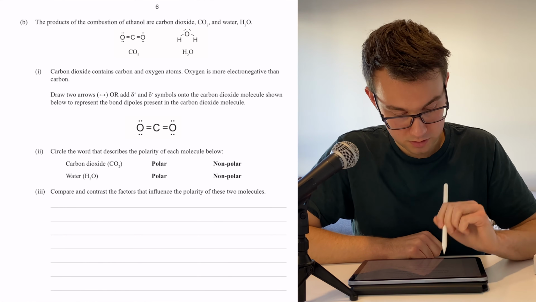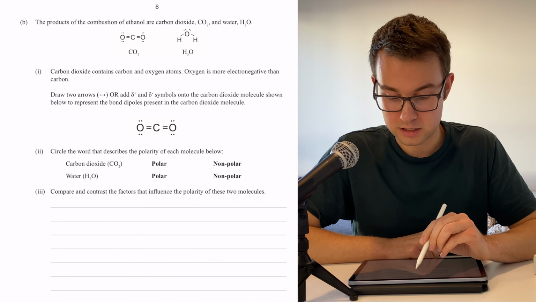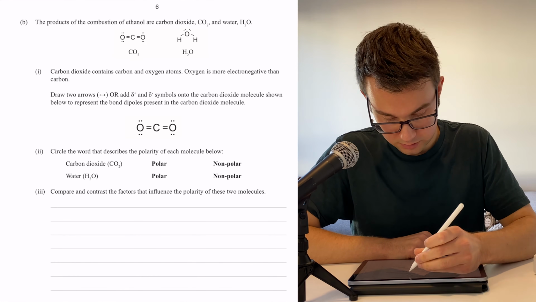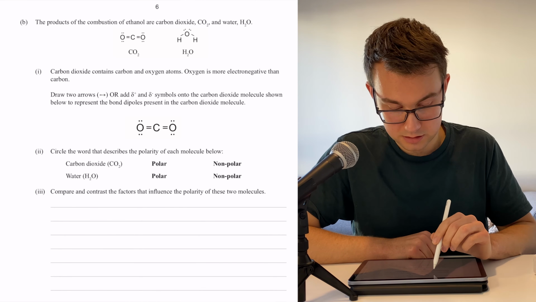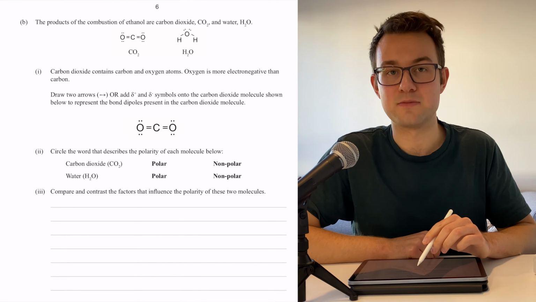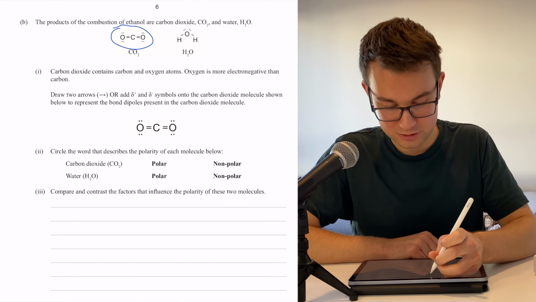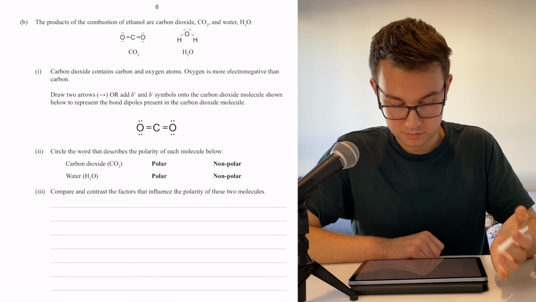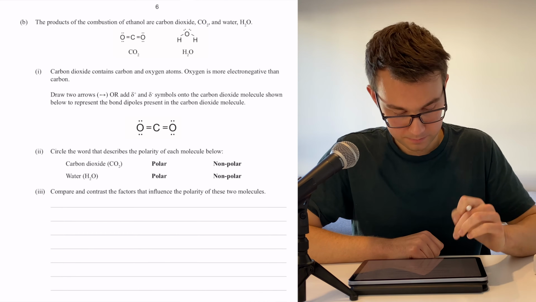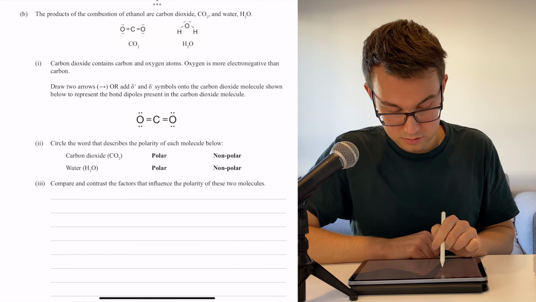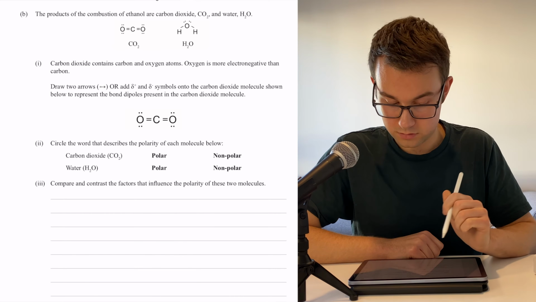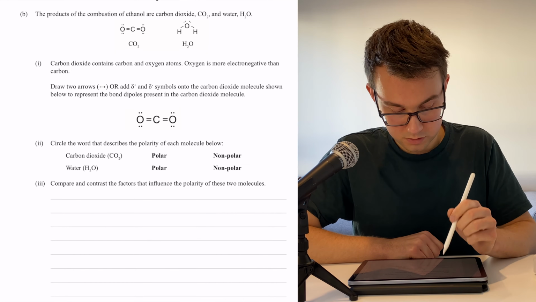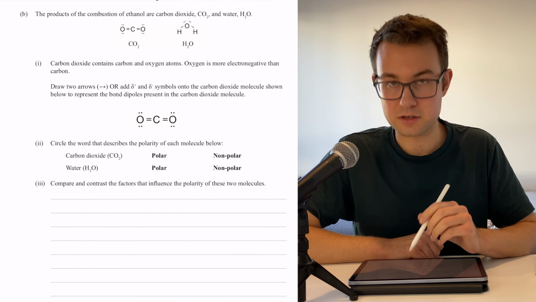Okay, cool. Question B. So, the products of the combustion of ethanol are carbon dioxide, CO2, and water. Carbon dioxide contains carbon and oxygen atoms. Oxygen is more electronegative than carbon. Draw 2 arrows or add the delta plus and delta minus symbols onto the carbon dioxide molecule shown below to represent the bond dipoles present in the carbon dioxide molecule.